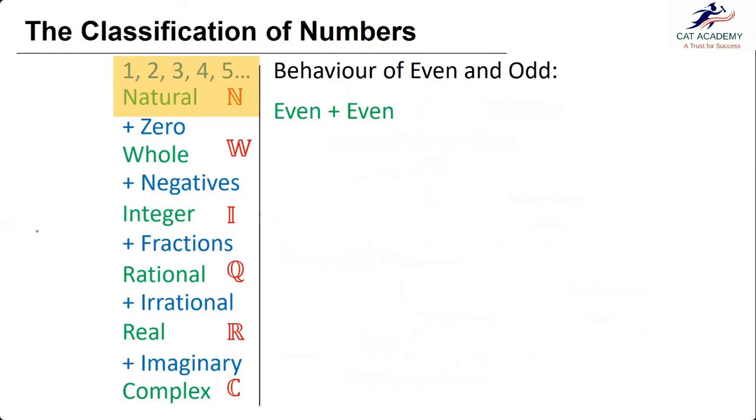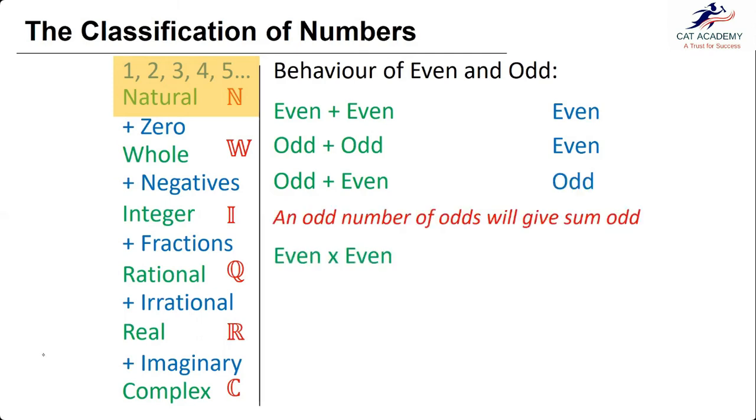So let's talk about some behavior of even and odd. So what is even plus even? You can take an example, say 2 plus 4, that is 6, that is even. Odd plus odd is also even, say 1 plus 3, that is 4, so even. Odd plus even becomes odd, correct? Odd plus even becomes odd.